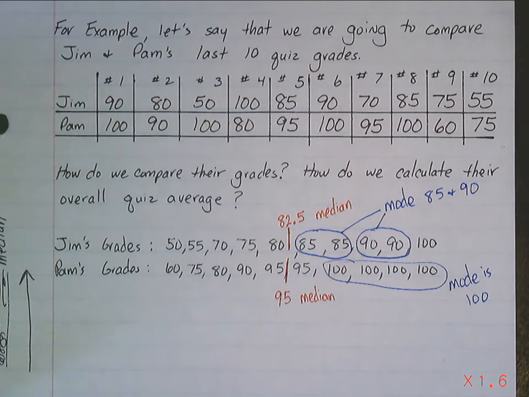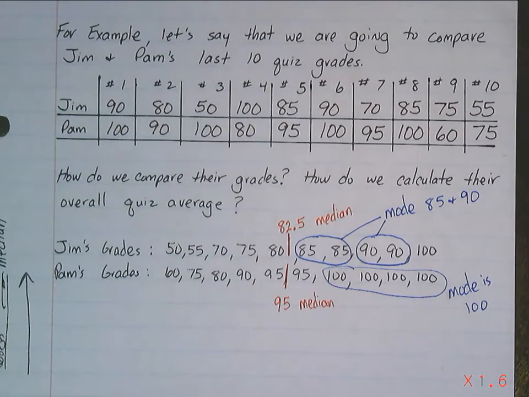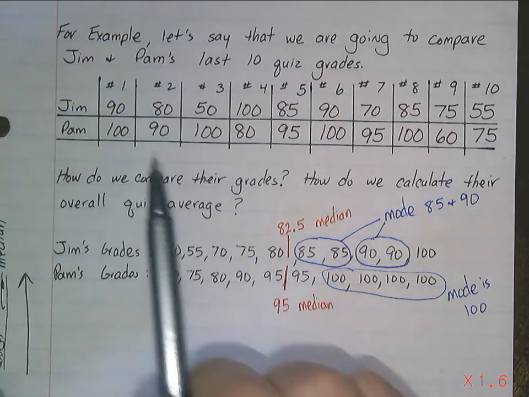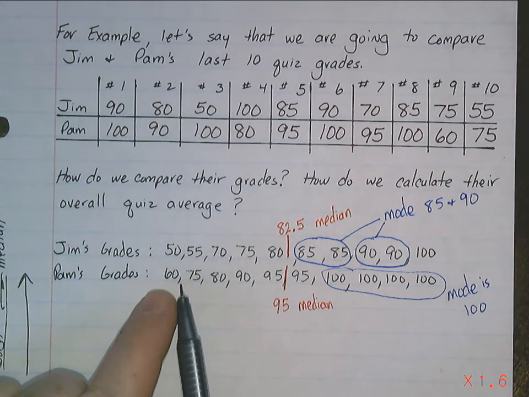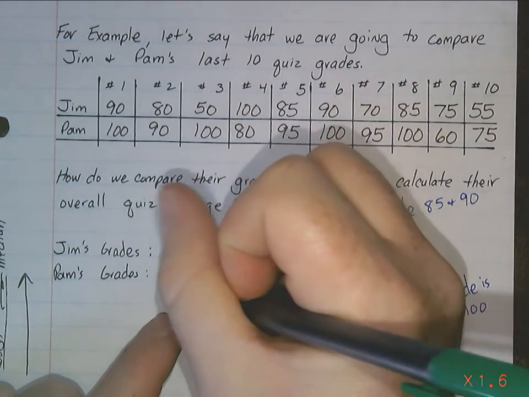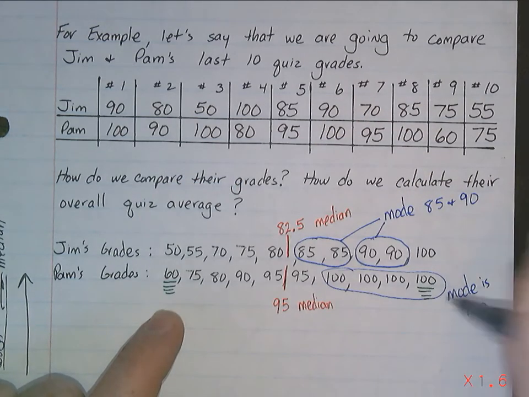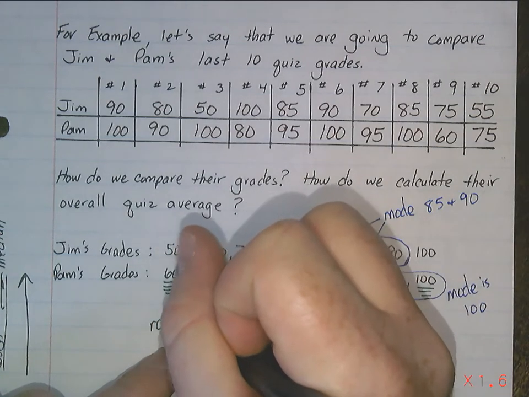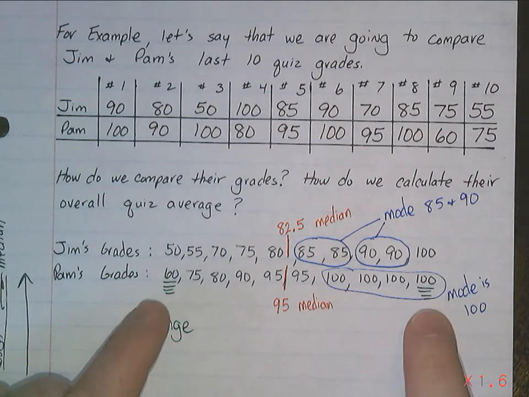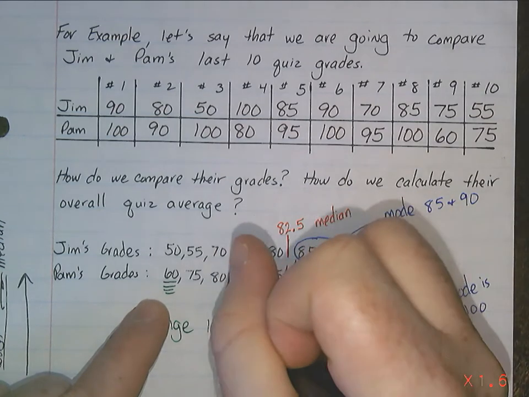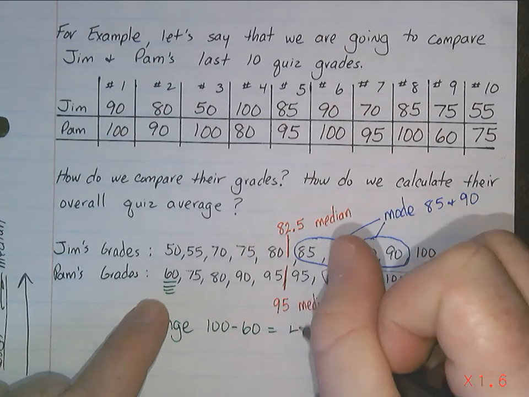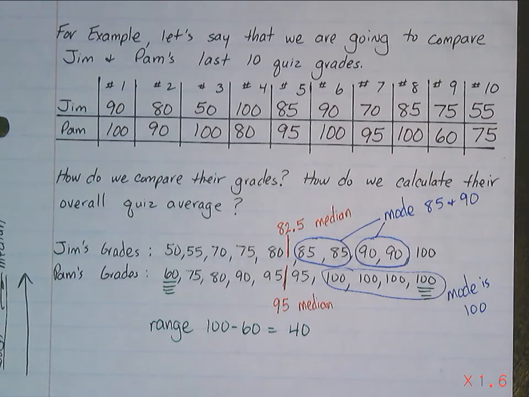Okay. So what we've got left is the range. The range is the difference between the smallest and greatest number in your data set. Your data set is what's there, right? It's what's located for Pam. So if you look at Pam's grades, the smallest is 60. The largest is 100. So the range is going to be the difference between the largest and the smallest number. So 100 minus 60, the range is 40. So for her, the range is 40.